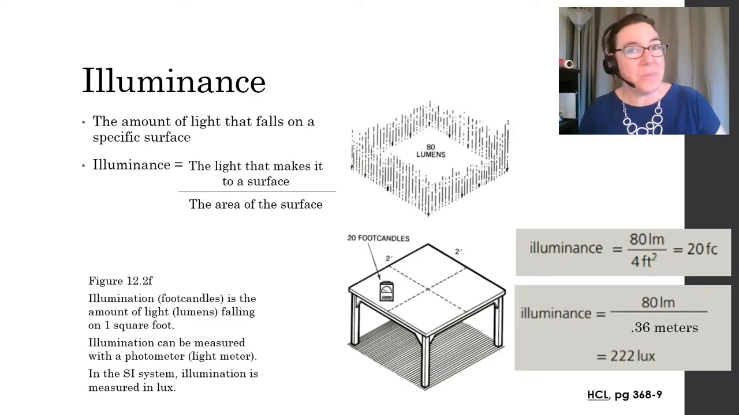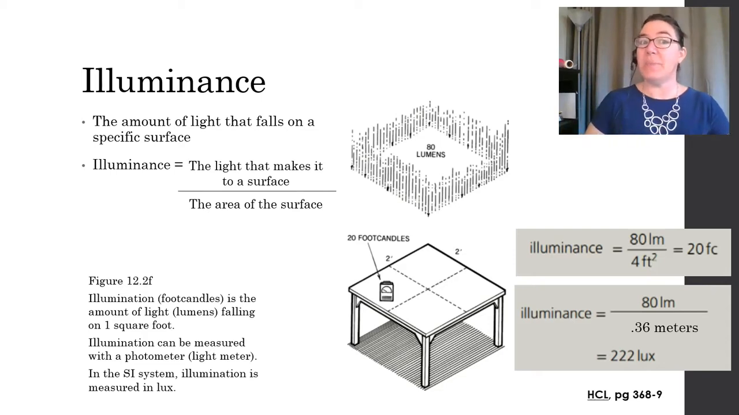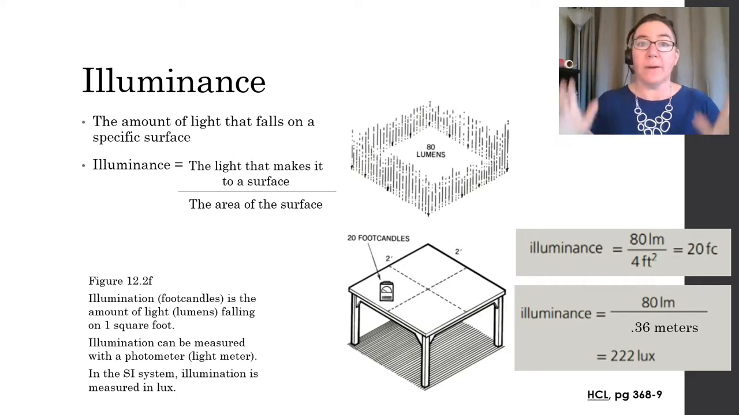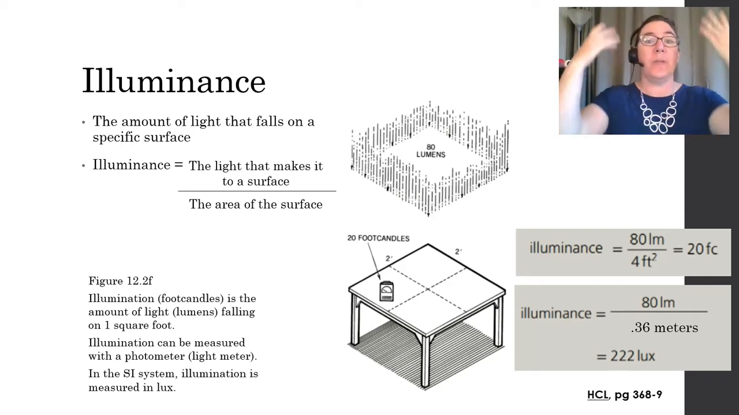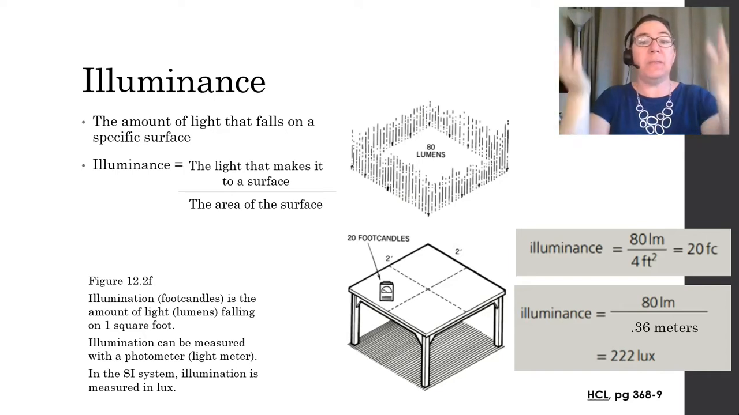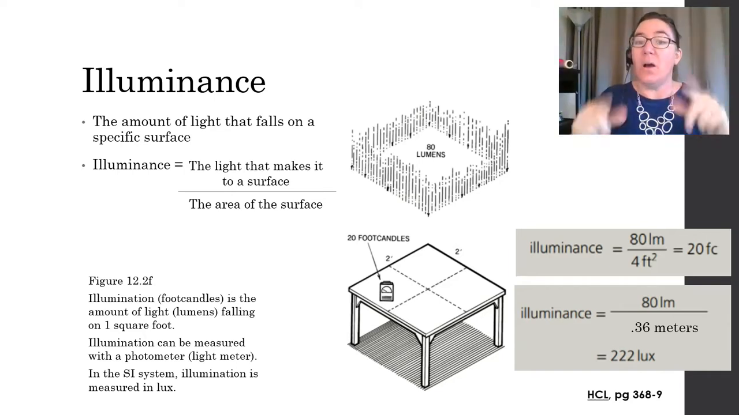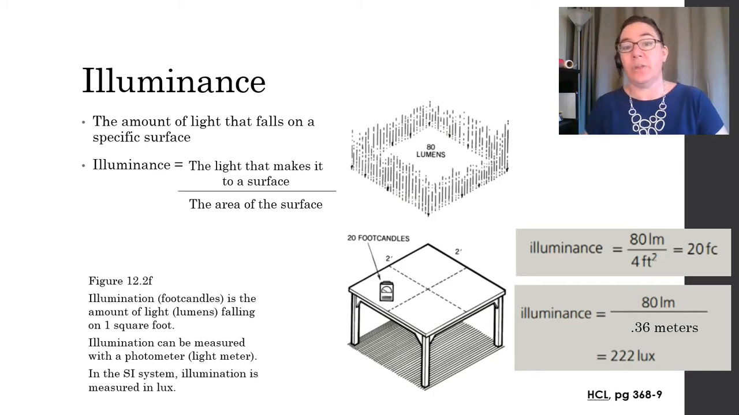All right, so you remember what lumens are. Now do you remember what illuminance is? Illuminance is defined as the amount of light that falls on a specific surface. And mathematically, it's defined as the amount of light that makes it to a surface divided by the area of that surface. So here's our analogy with water. If lumens were the gallons per minute spraying out of that hose, illuminance is going to be the water falling, all right, onto a specific surface. In this illustration, a particular table.